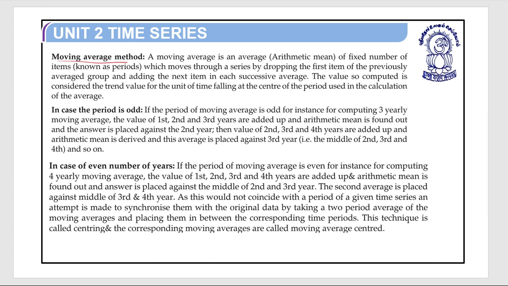Moving average method. A moving average is an arithmetic mean of a fixed number of items, known as periods, which moves through a series by dropping the first term of the previous average group and adding the next item in each successive average. The value so computed is considered the trend value for the unit of time falling at the center of the period used in the calculation of the average, in case the period is odd.